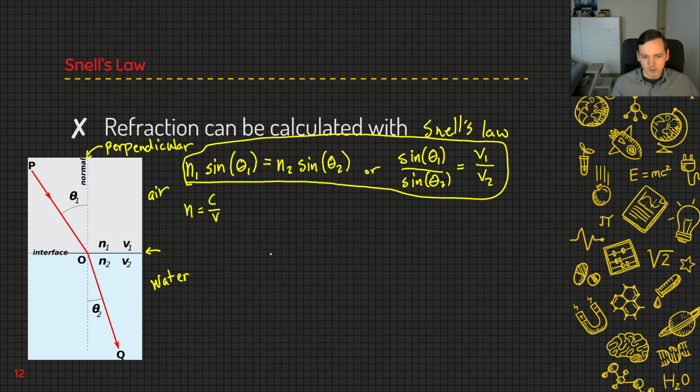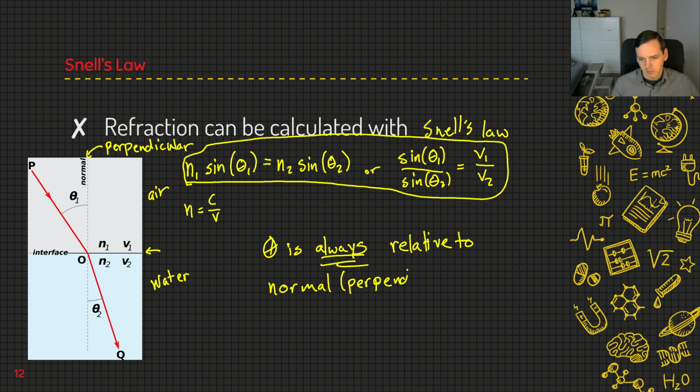But the important thing to remember is theta is always relative to the normal, or perpendicular line. So it's not relative to the surface between them. It's always relative to that perpendicular value.